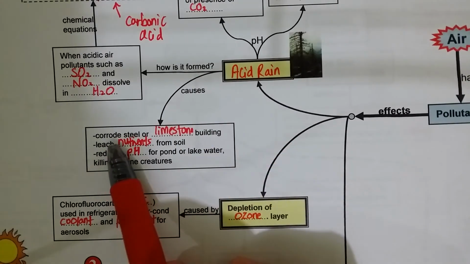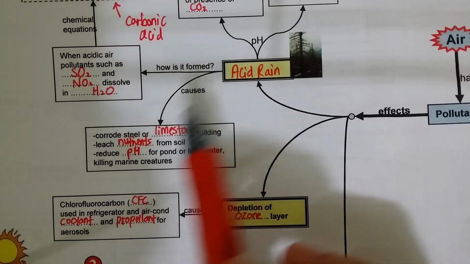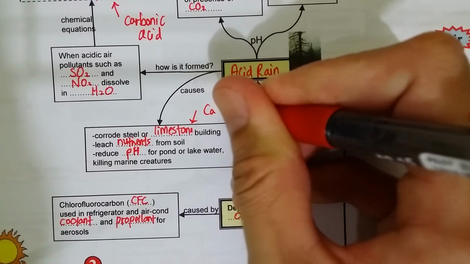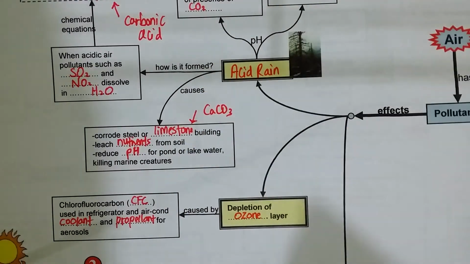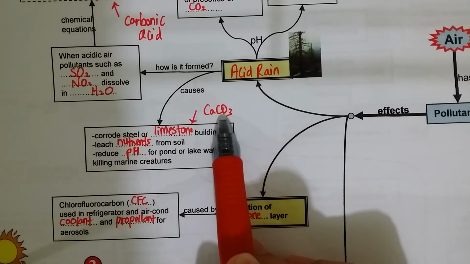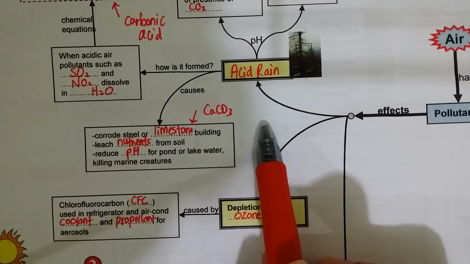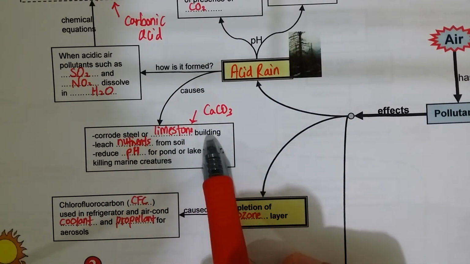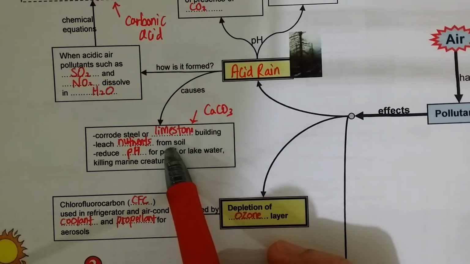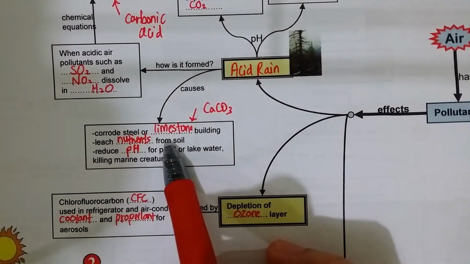And the effects of acid rain: it corrodes steel, because inside steel there is iron, and iron will react with acid. Or limestone buildings. What is limestone? Limestone is CaCO3, calcium carbonate. So there is a reaction between carbonate and acid. It would give you salt, water, and carbon dioxide. So it corrodes steel or limestone buildings, and leaches nutrients from the soil. Because of acid rain, the nutrients from the soil will disappear, so a fertile soil will become an infertile soil.